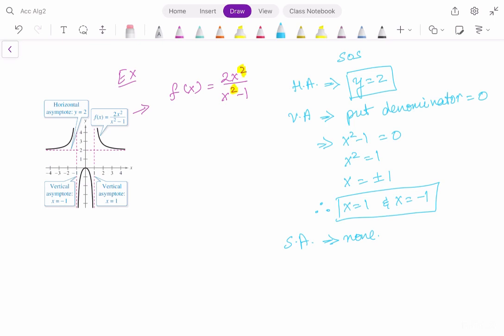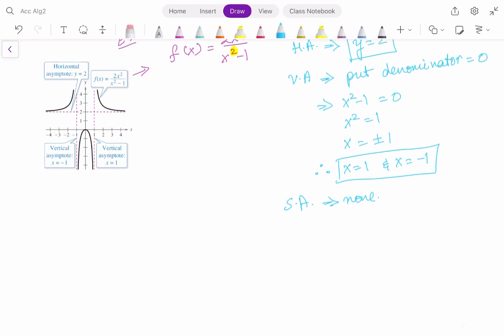If you are talking about the slant asymptote, there is no slant asymptote because the highest powers are the same. When the highest powers differ by 1, then only we check for a slant asymptote. Otherwise, we don't check. All right? I have graphed the function for you, but try to graph it on your own without using the graphing calculator. You have all the asymptotes, so see whether you are able to graph the function properly or not.